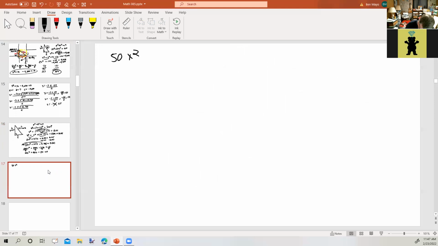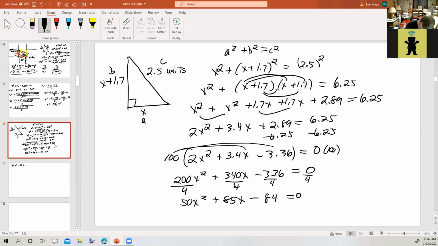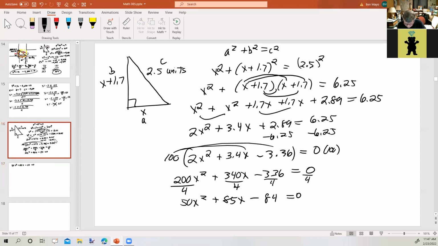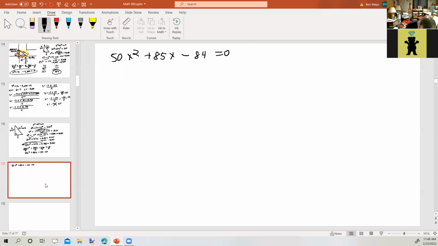50x squared plus 85x minus 84 equals 0. I'm going to double check my calculations just to make sure. And let's see, 1.7 squared. Okay, that looks good. I think we're okay. All right. A is 50. B is 85. And C is negative 84.